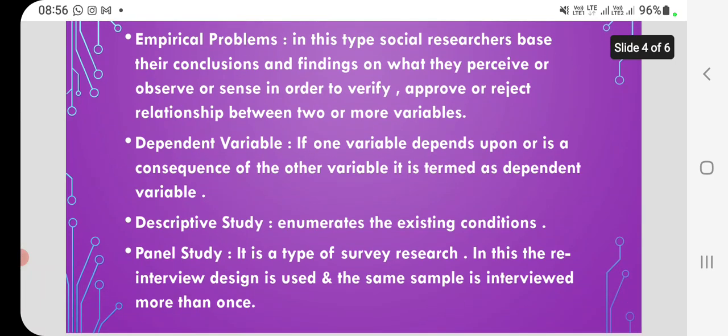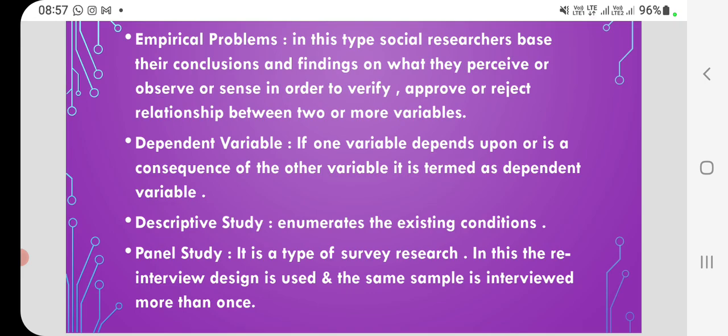Empirical research. In this type, social researchers base their conclusions and findings on what they perceive or observe or sense in order to verify, approve, or reject a relationship between two or more variables.